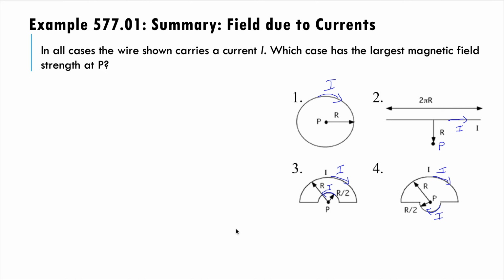Hey everyone, this is Dr. Walker. In this video, I'd like to go over the example from v577, which is on the right-hand rule number 3, dealing with finding the magnetic field due to a current loop.